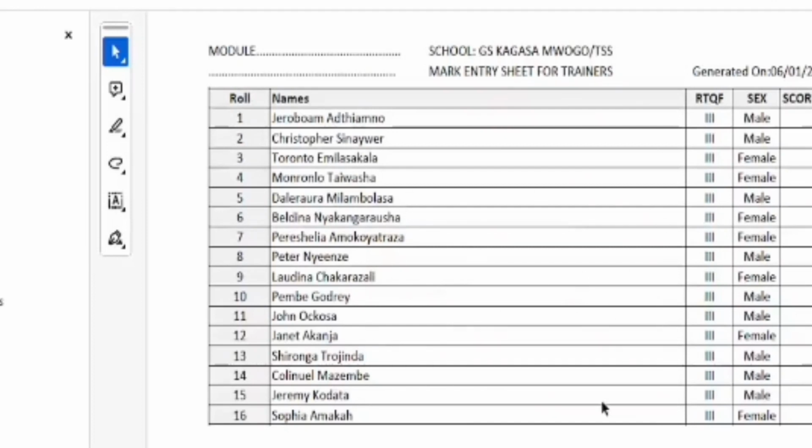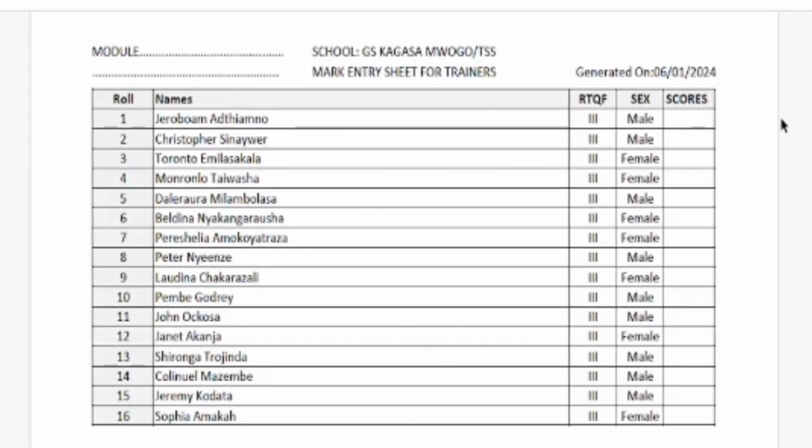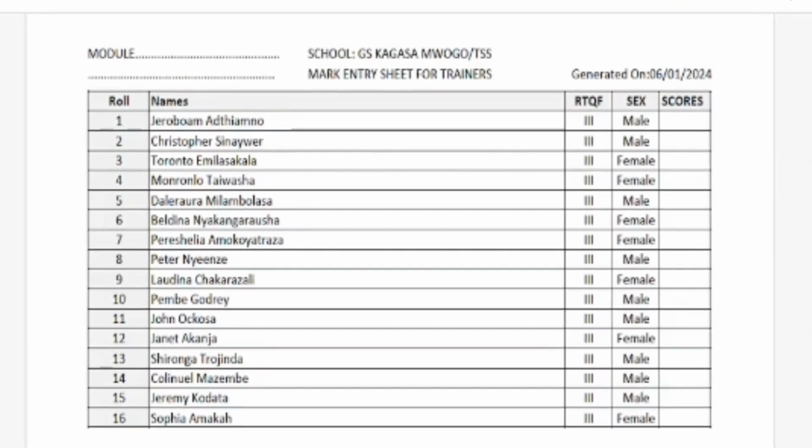So, and also the PDF will be displayed like this. So this one is the displayed one. The name of the module you put here, the school, and everything you put there. Okay, so you enter marks here. After printing this one, you just enter marks onto them.